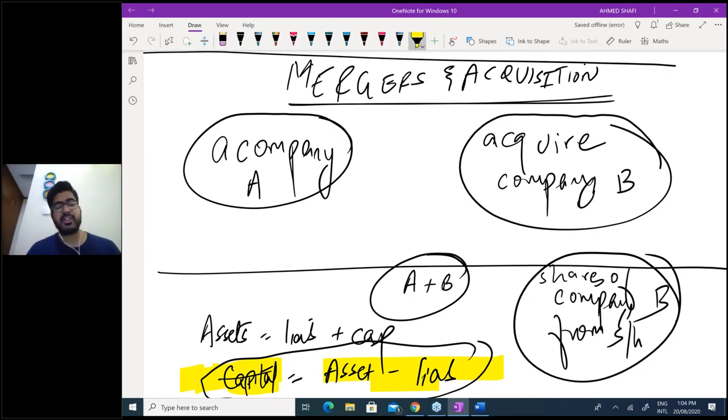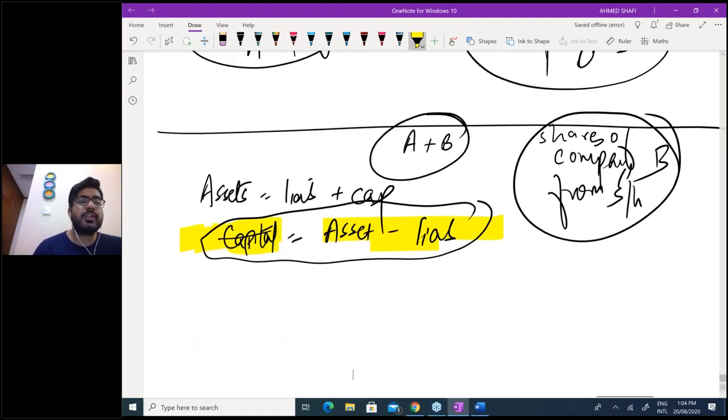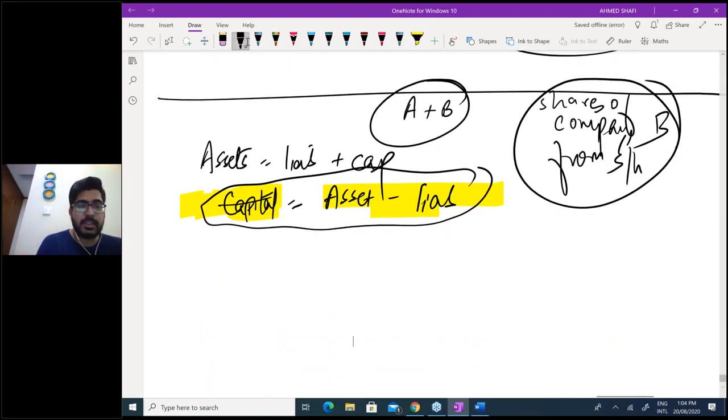It's land, it's machinery, it's property, it's liabilities, it's debtors. No, you should acquire shares from shareholders. Because once you get equity, all assets and liabilities are yours. Now, if company A acquires company B, that means it acquires shares of company B from shareholders.